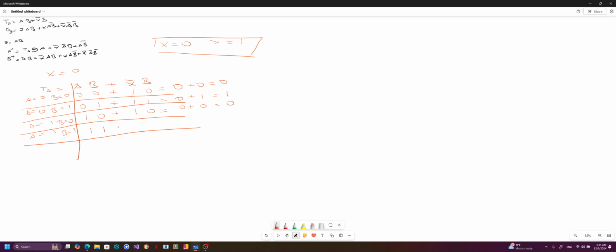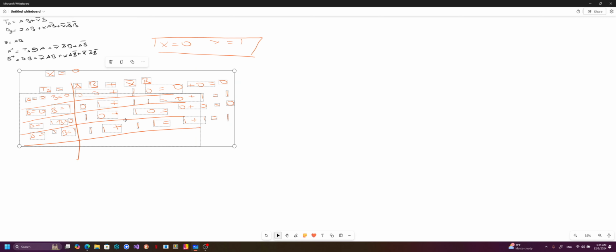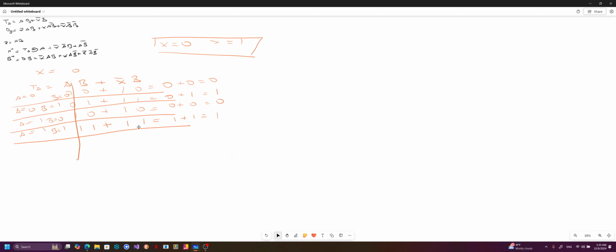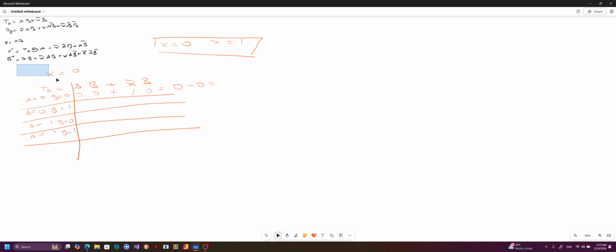Then 1, 1: 1 and 1 equals 1, 1 and 1 equals 1, and 1 or 1 equals 1. So we have the table for TA. Let's not forget, this is the table for TA, in the case of X being 0.